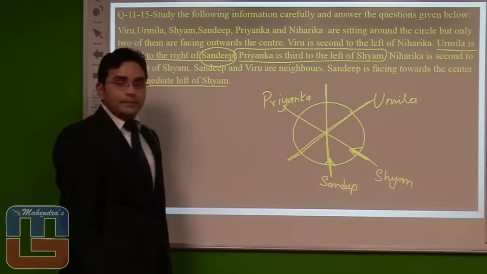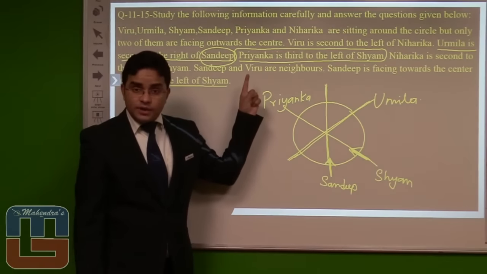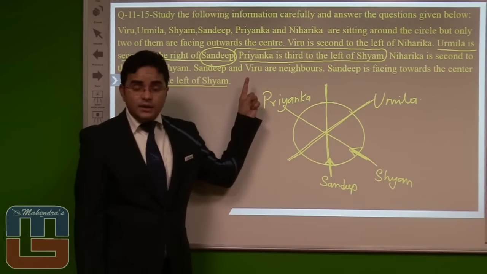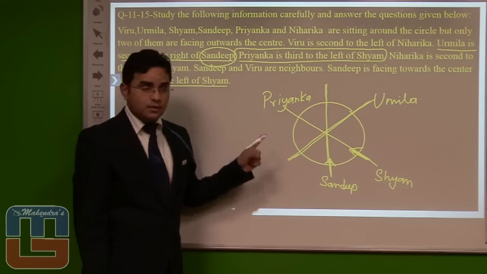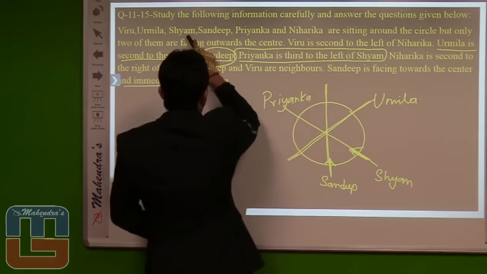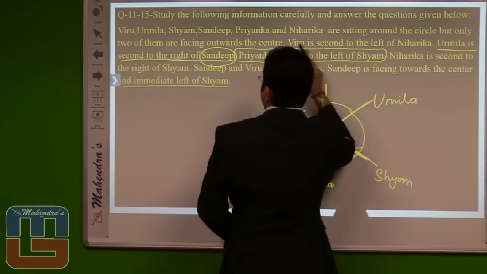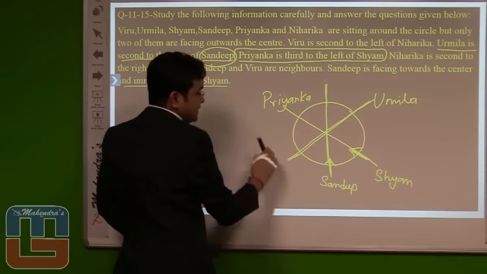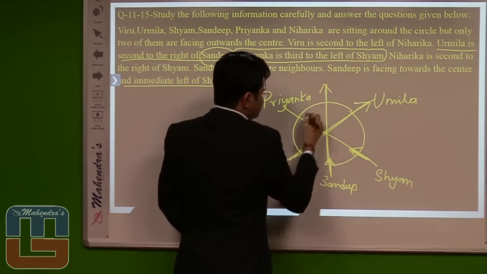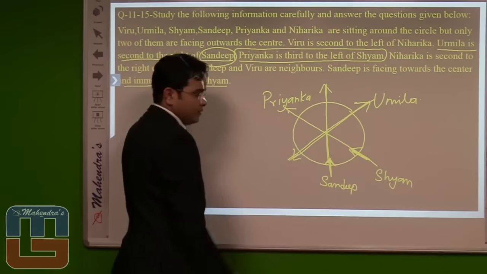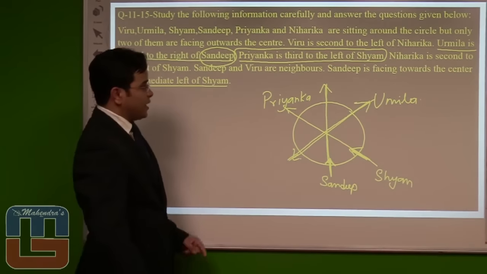And in the starting of the question, they were giving that 2 of them are facing towards center. Here you can check. Given below, all these are sitting, but only 2 of them are facing towards center, and we got those 2 persons. It means rest are facing opposite direction. Getting? So read out the next statement.